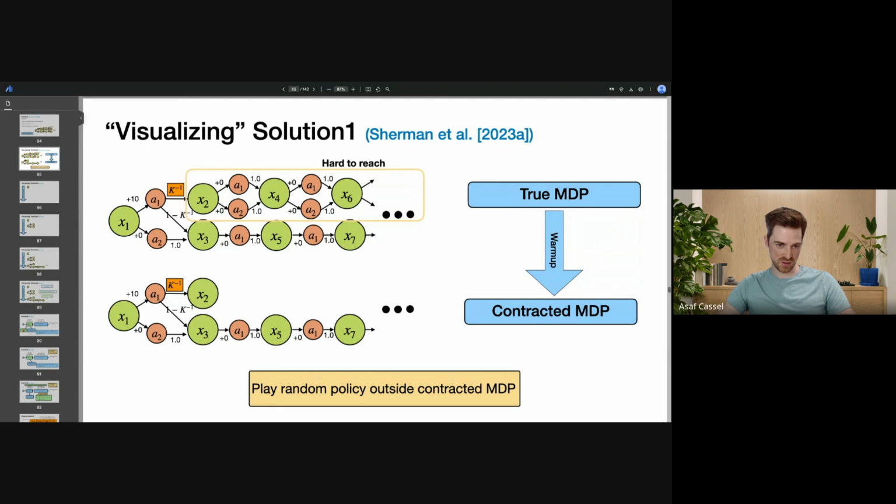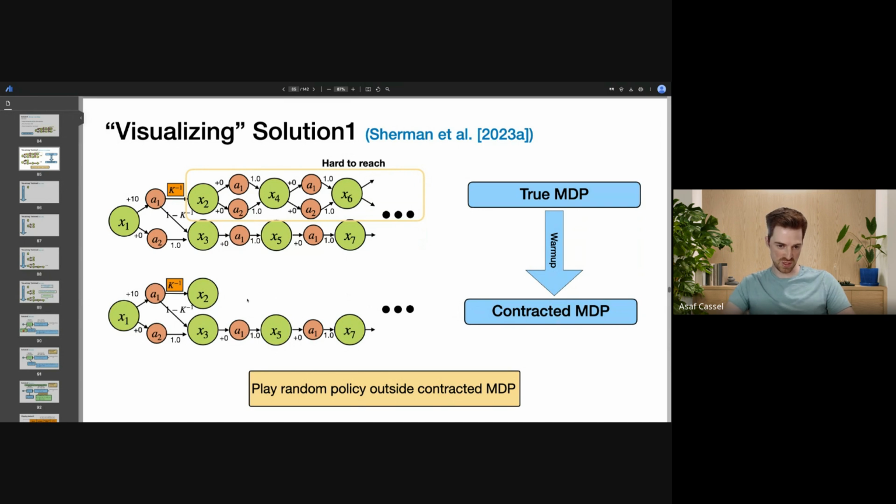In a sense, they're saying, okay, this is our original MDP, and some parts of it are hard to reach. We're going to do this warm-up routine, which will take us some non-negligible time. After this warm-up routine, we'll forget that this is the original MDP, and from now on, we'll imagine that the true MDP looks like this. We'll be throwing out all of the branches that are hard to reach, all of the state actions that are hard to reach. And this is what I call the contracted MDP.